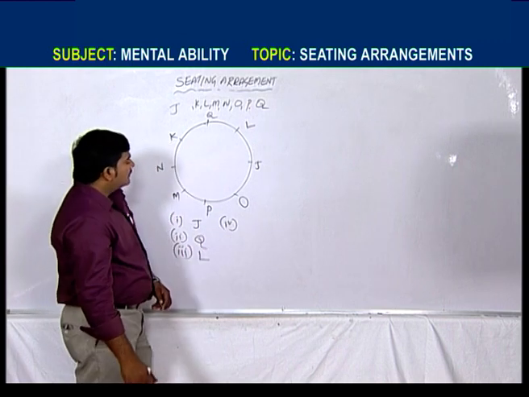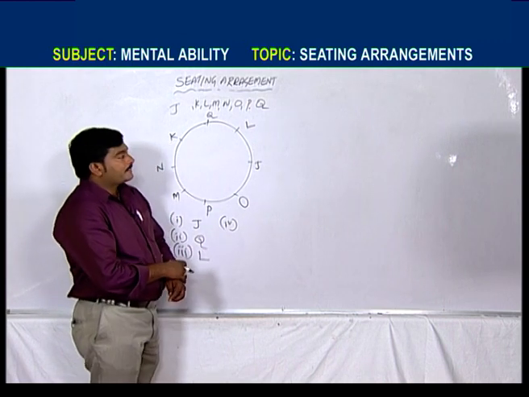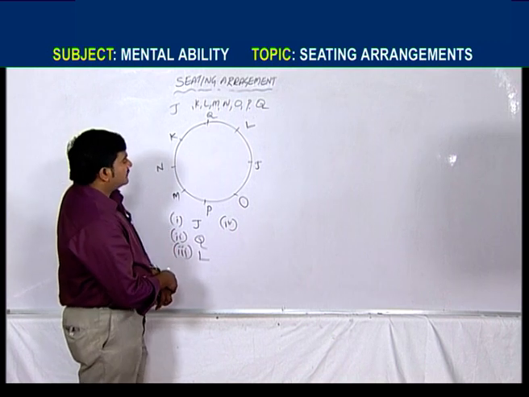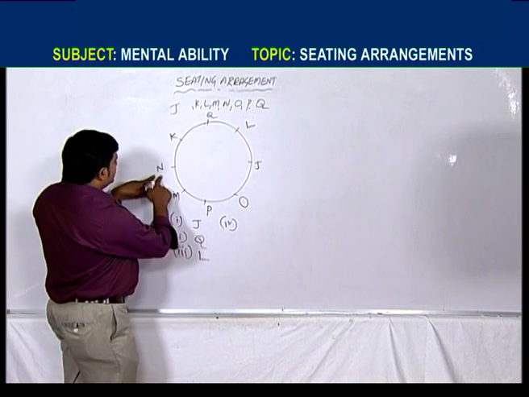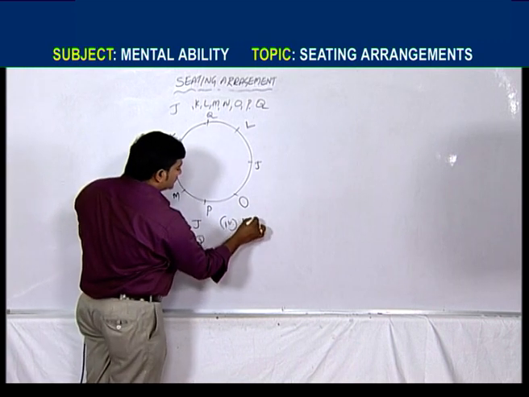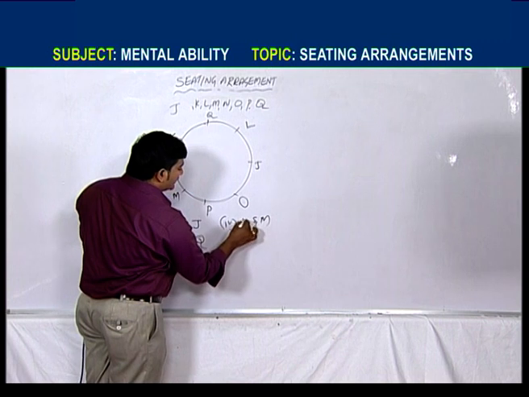Now the fourth question. N sits in between whom? N is sitting in between whom? K and M. The answer for the fourth question is K and M.